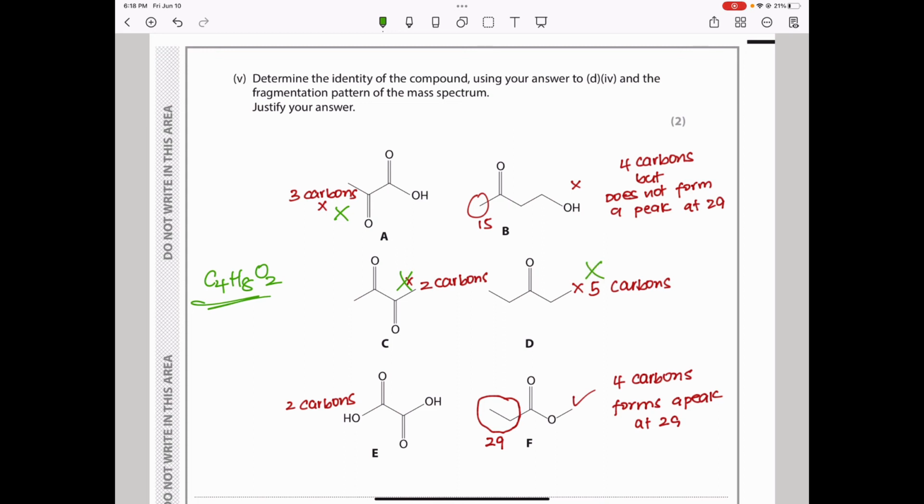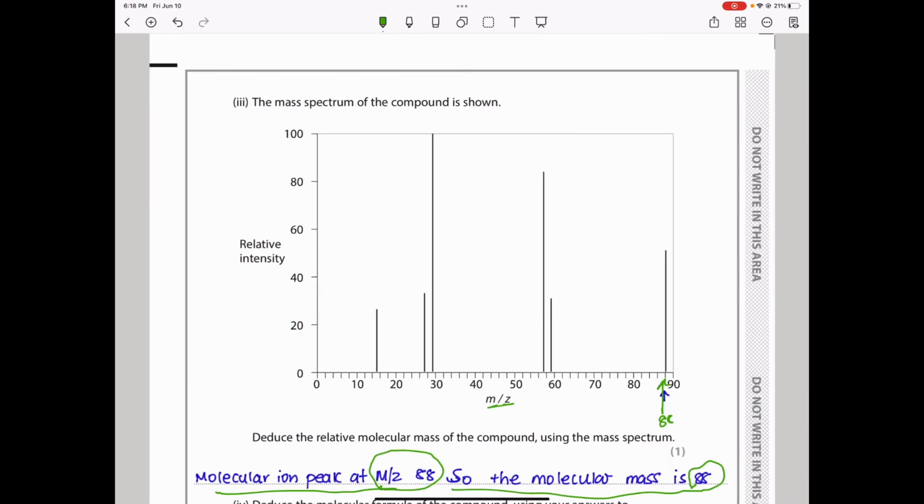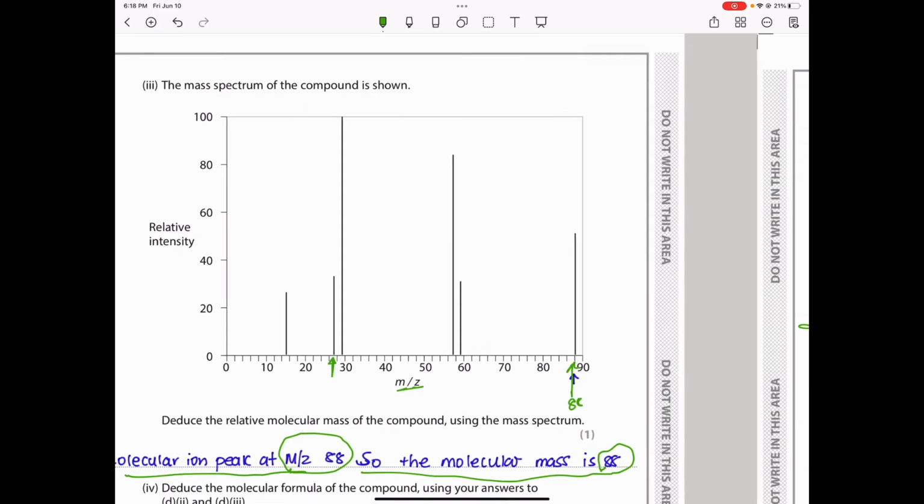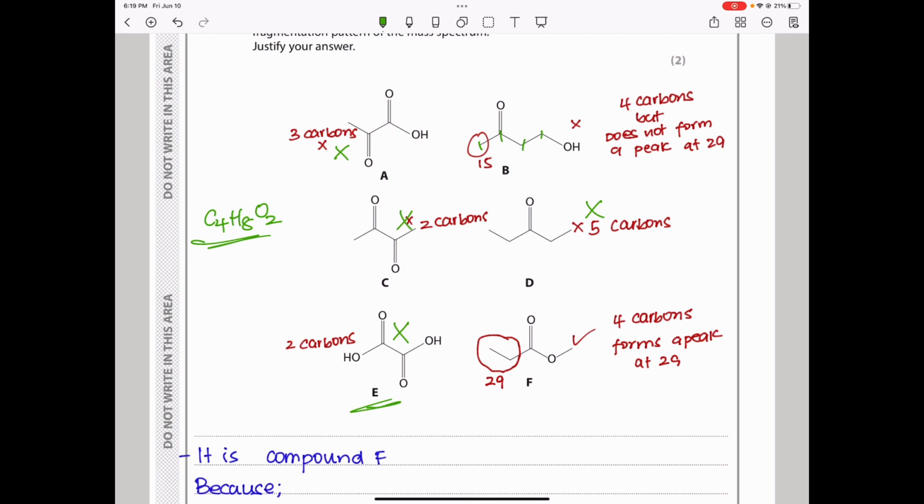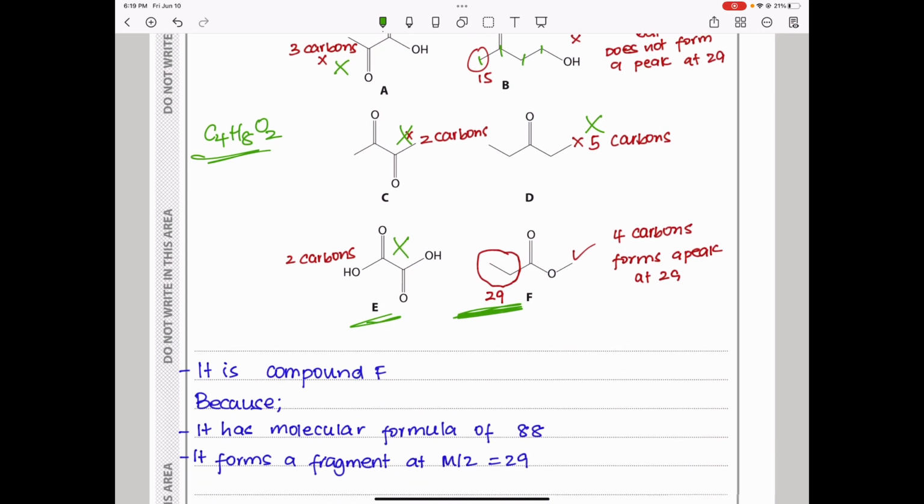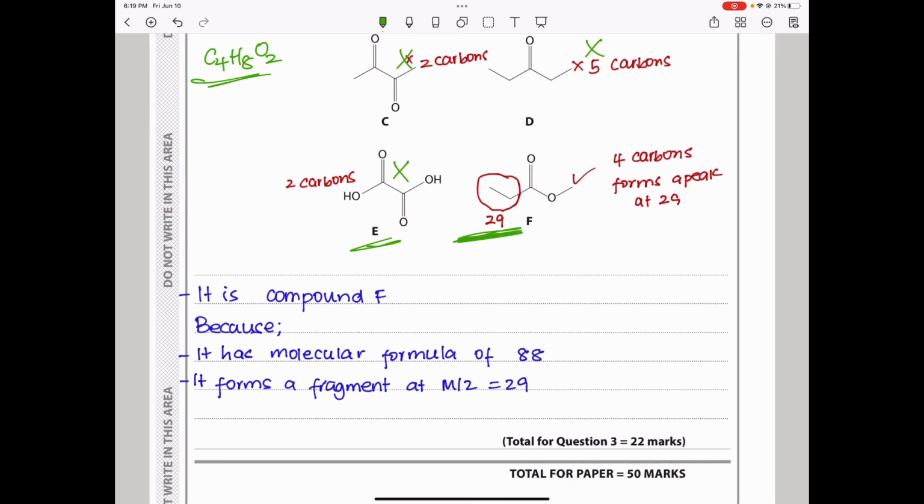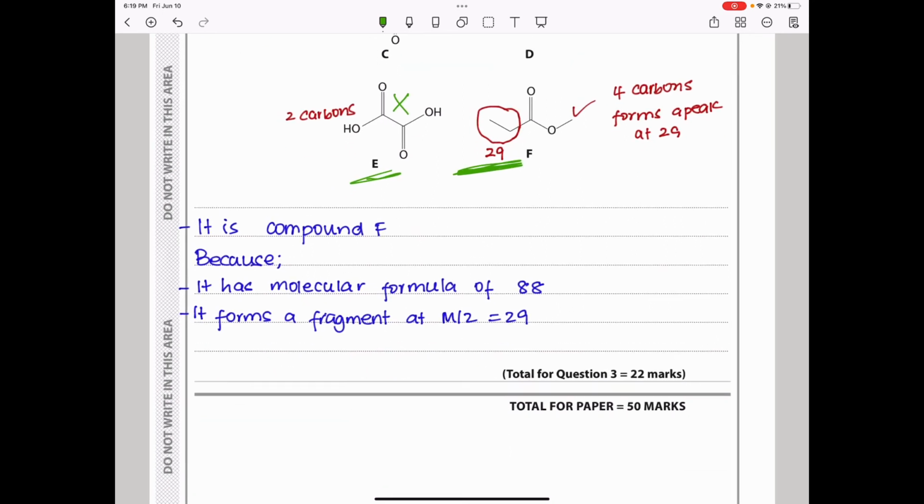So here, when we look at this one here, it has 2 carbons, so it's going to be out. We remain with this one, 1, 2, 3, 4. It has 4 carbons, but it does not have a peak at 29. Again, looking here, we have a peak at 29 that is going to be significant. So any of the things that has a peak at 29, and this is F, so it tells you compound F, because it has a molecular mass of 88, and it can form a fragment with mass to charge 29. This is the end of this paper.